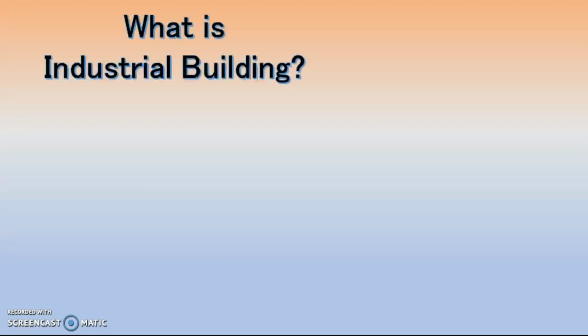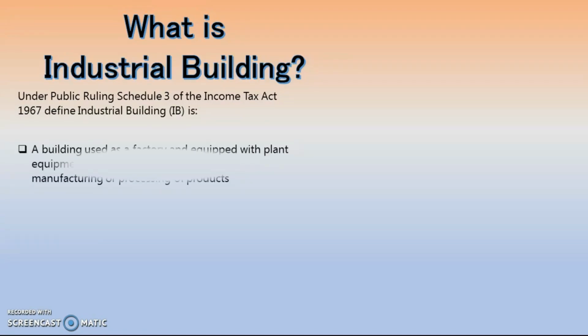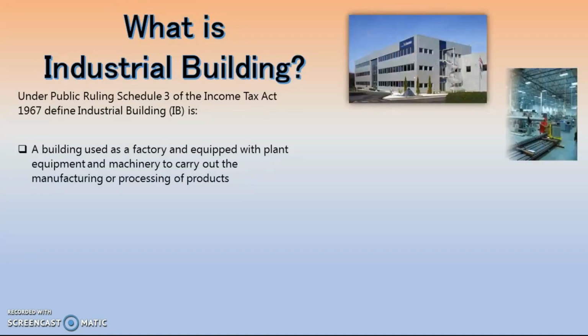Okay, so what is an industrial building? Under Public Ruling Schedule 3 of the Income Tax Act 1967, an industrial building (IB) is defined as a building used as a factory and equipped with plant, equipment and machinery to carry out the manufacturing or processing of a product.